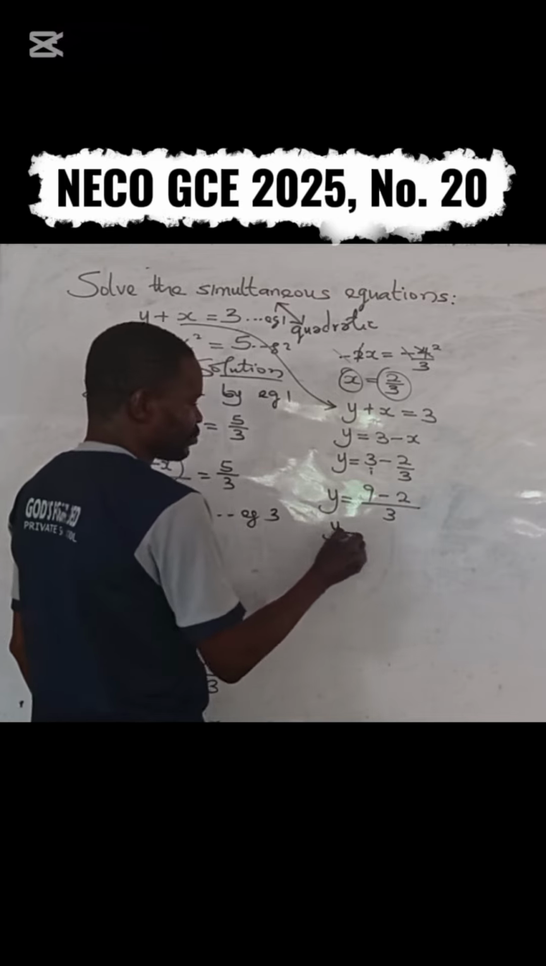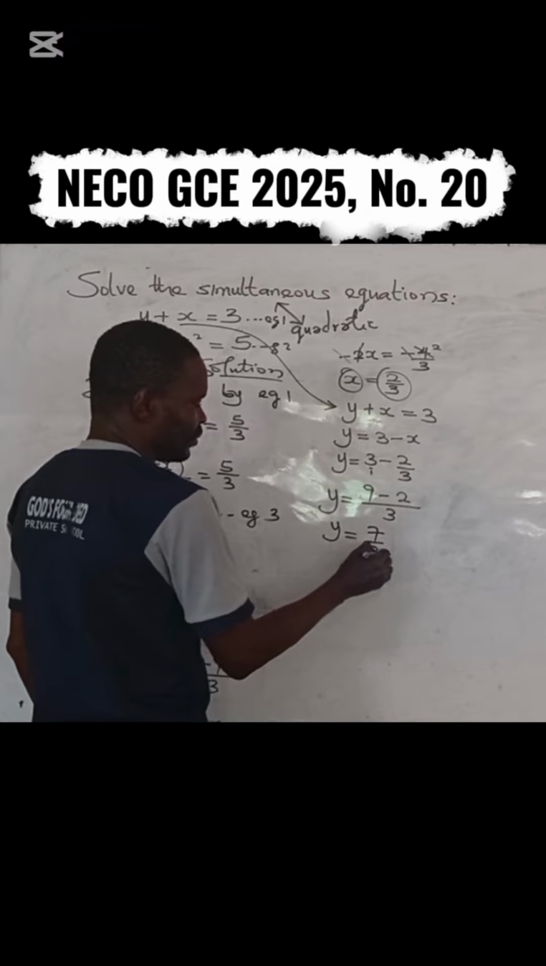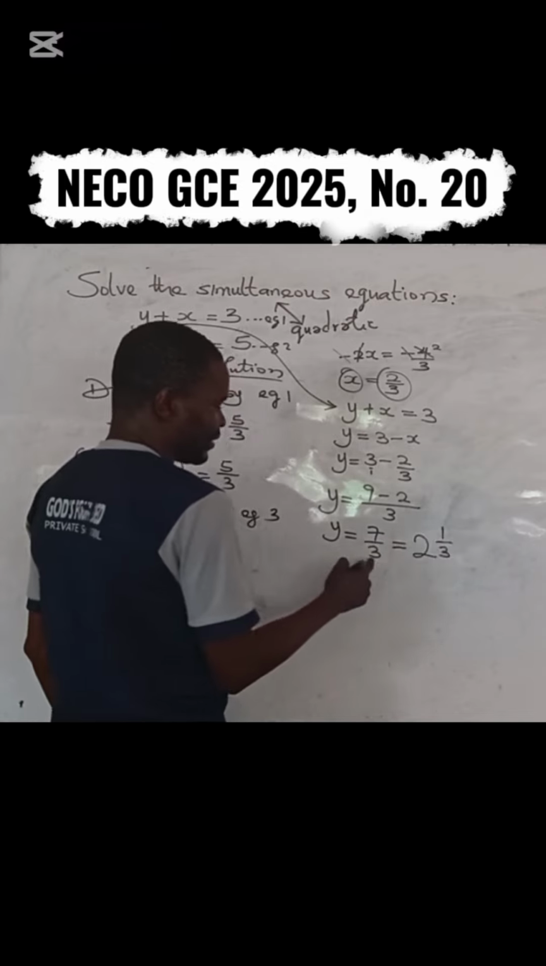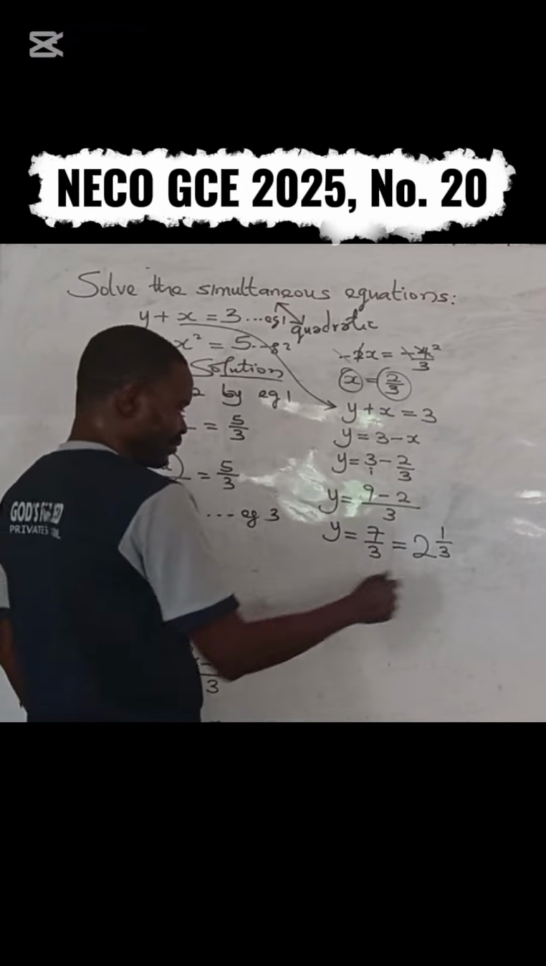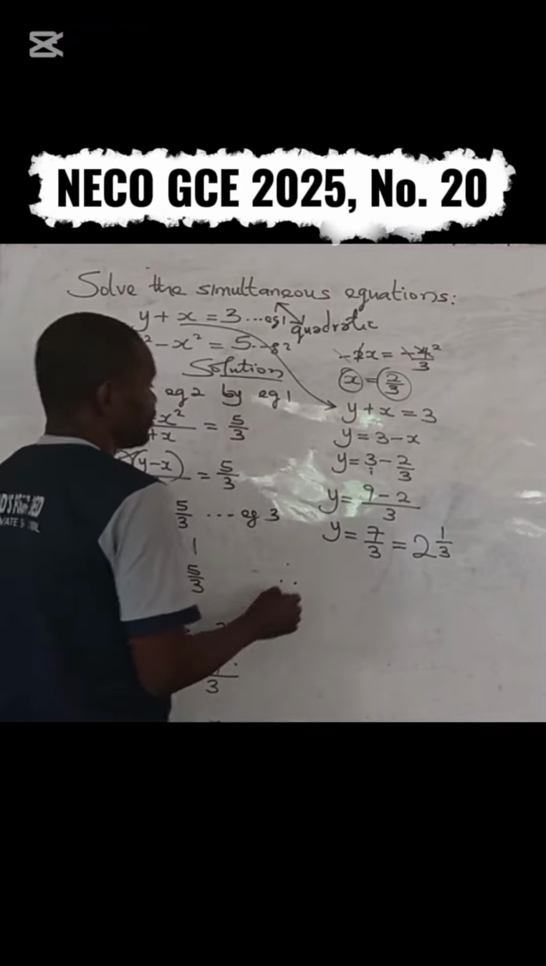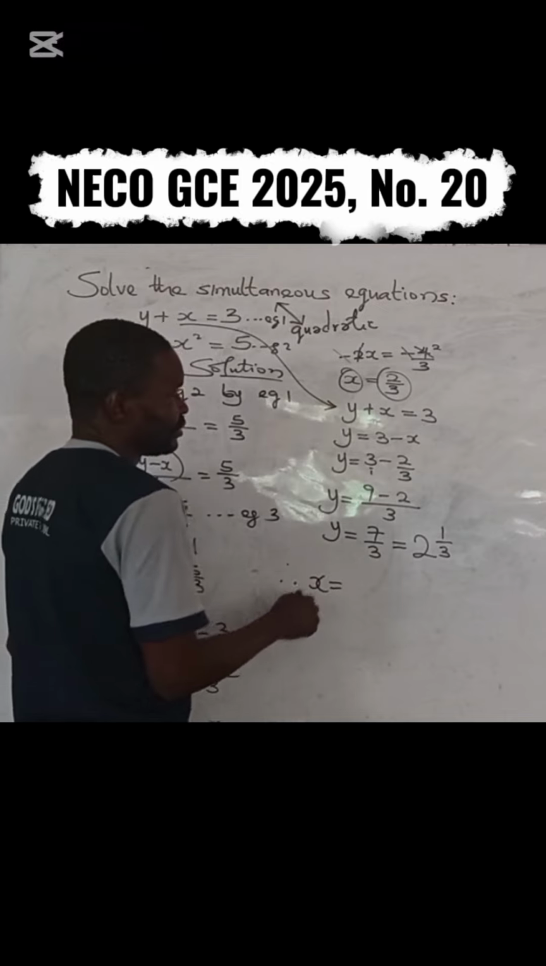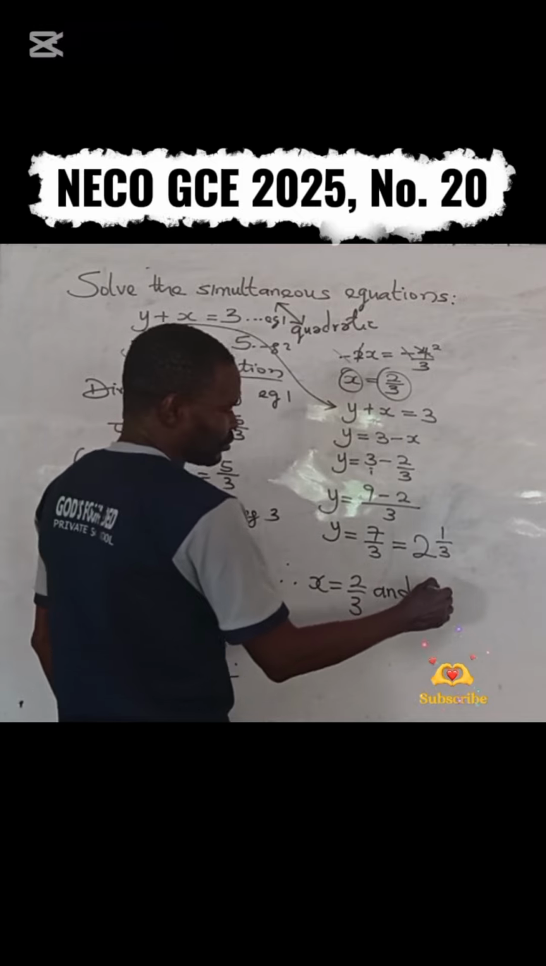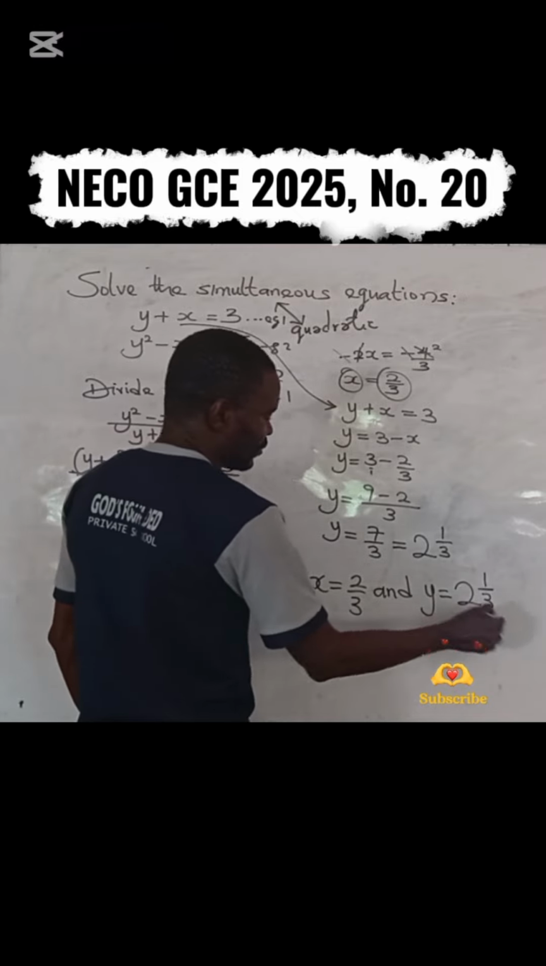So we are going to have y equals 7 over 3, which is equal to 2 and 1 over 3. So therefore, our final answer is going to be x equals 2 over 3, and y equals 2 and 1 over 3.